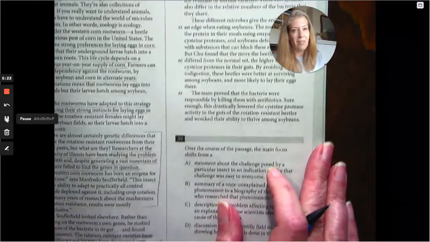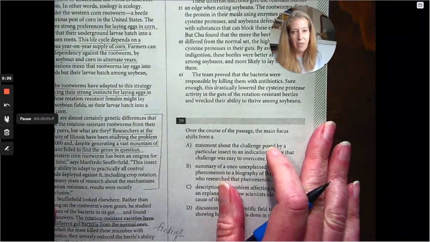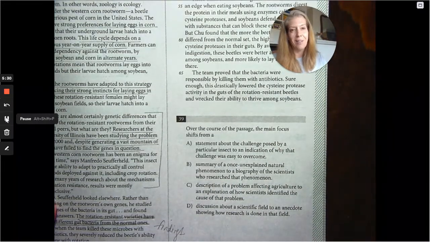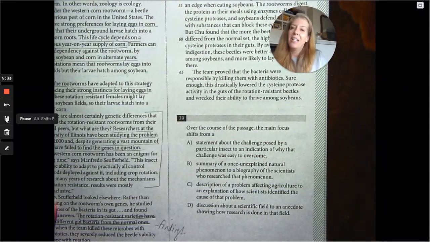I feel like we're in SAT. Do you feel like we're in SAT? Yeah, we're in SAT. This isn't a typical Saturday afternoon light read.